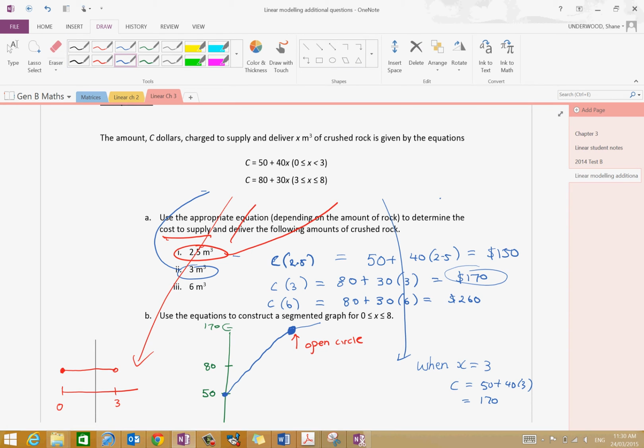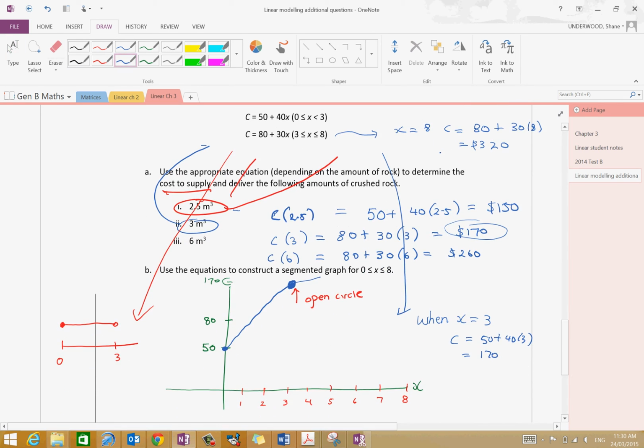So when x is equal to 8, our cost is equal to 80 plus 30 times 8, 240 plus 80, is $320. So of course you would have more room, but this line goes from here up to here. It's inclusive of that point, and that point there has the coordinates of what? Has the coordinates of 8 and 320. And that's a segmented line graph.